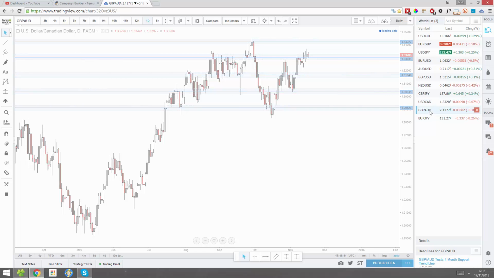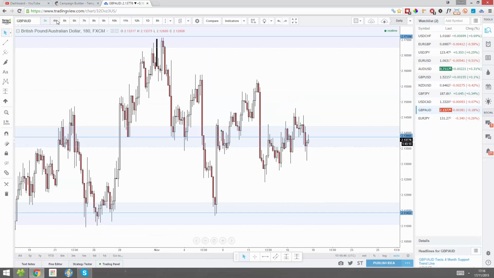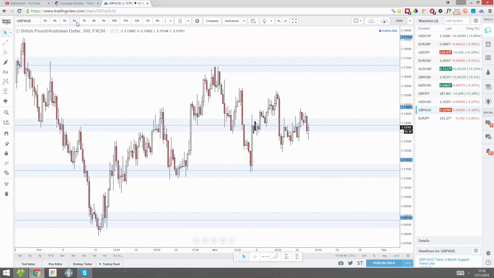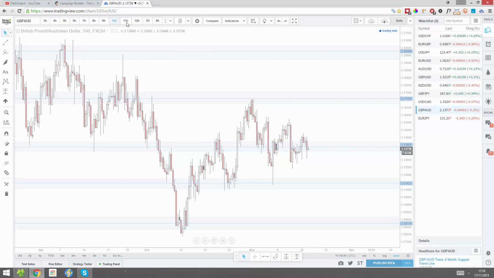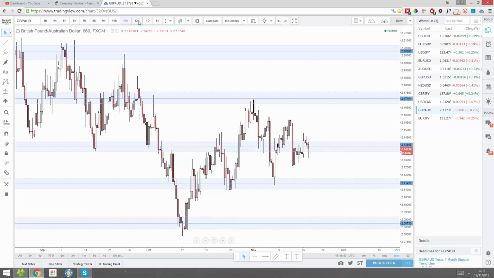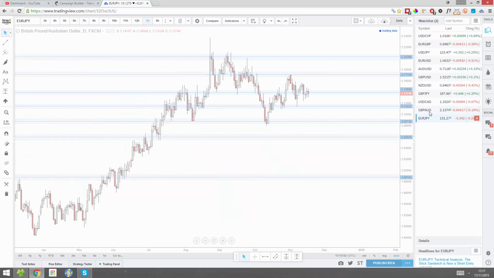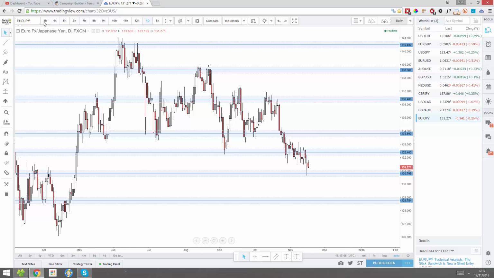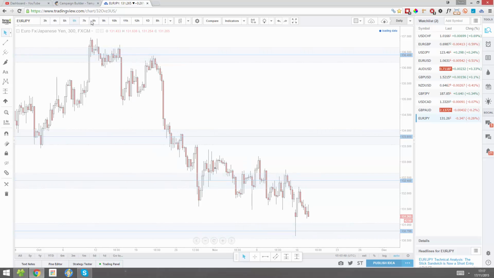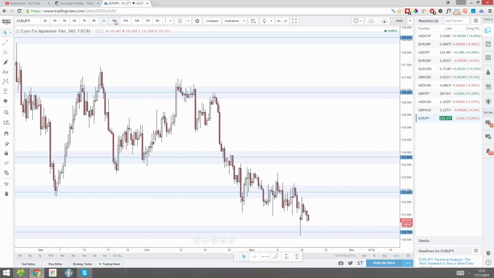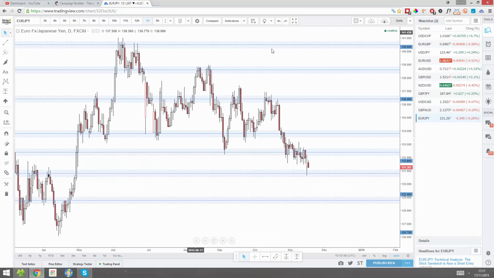GBP AUD, let's take a quick look at this. Oh, yeah, there's not going to be a setup here, but let's flick through it anyway. Nothing much, and Euro JPY. Yeah, nothing much going on here.